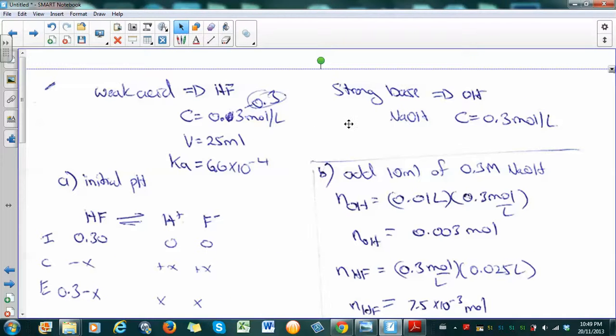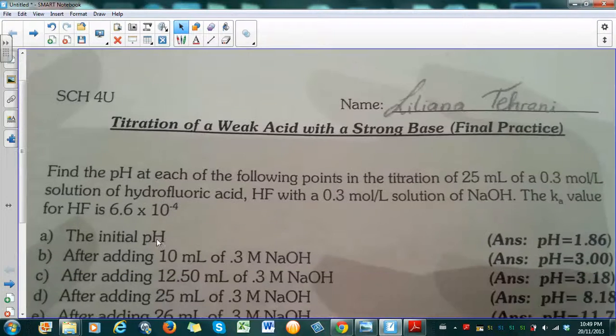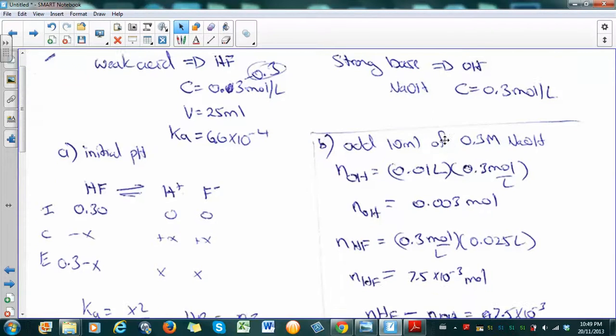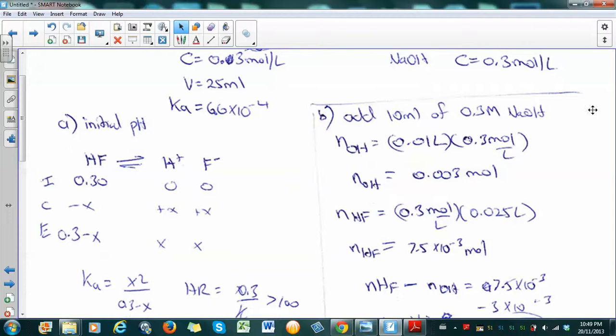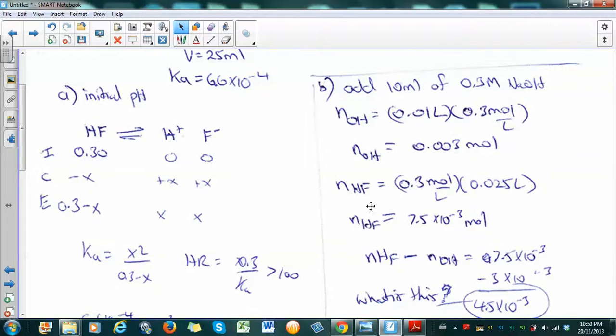Now for B, the question is asking about after adding 10 mL of 0.3 molar NaOH. So now we calculate the moles. The moles of OH, basically just this, because we don't have to worry about the Na, is 0.01 liters, because that's 10 mL, times its concentration, which is 0.003 moles. Now the moles of HF is its concentration times its volume, and that's 7.5 times 10 to the negative 3, or 0.0075.